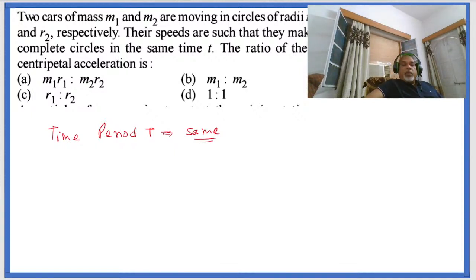Ratio of their centripetal acceleration. This is your centripetal force, and this is your centripetal acceleration, or we can write it as omega square r.